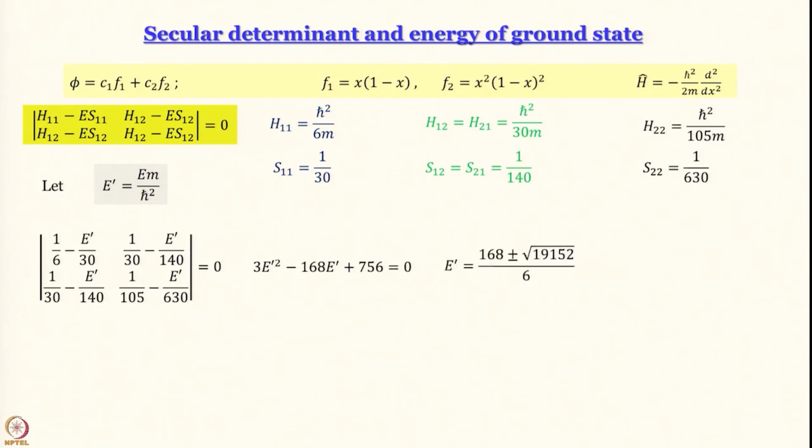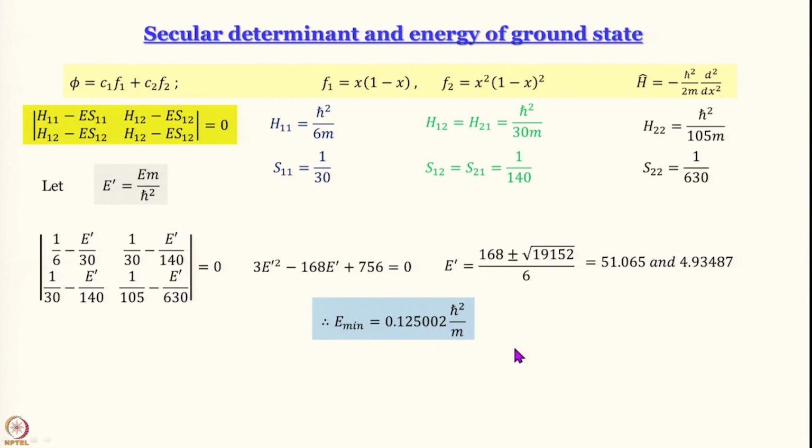We use that and we get E dash equal to 168 plus minus root over 19152 by 6, which translates as 51.065 and 4.93487. Do not forget we have set L to be equal to 1, right. So, remembering that when we go back to E min, the minimum value of epsilon 0 turns out to be 0.125002 H cross by m.